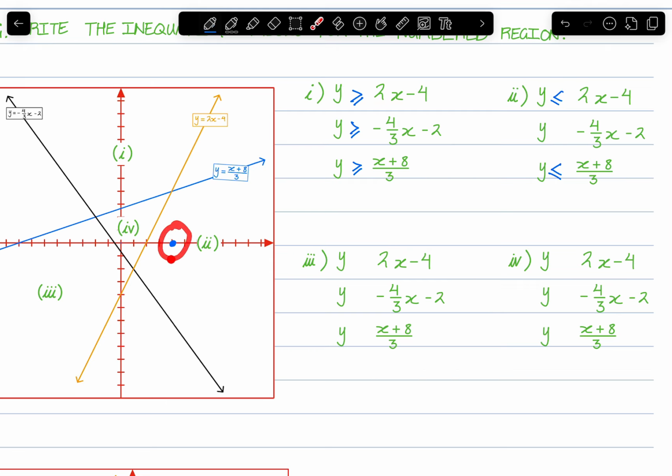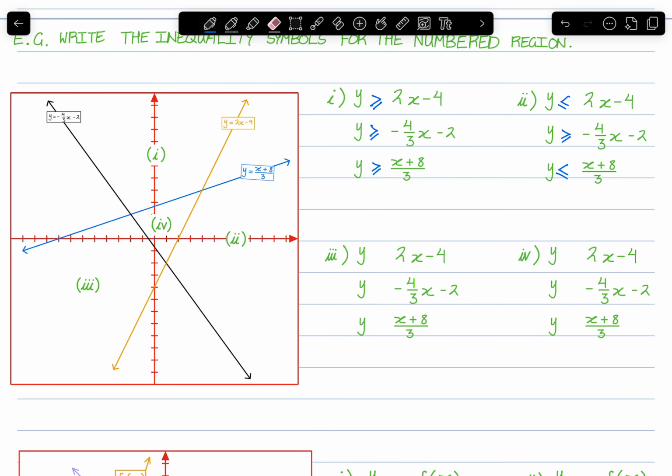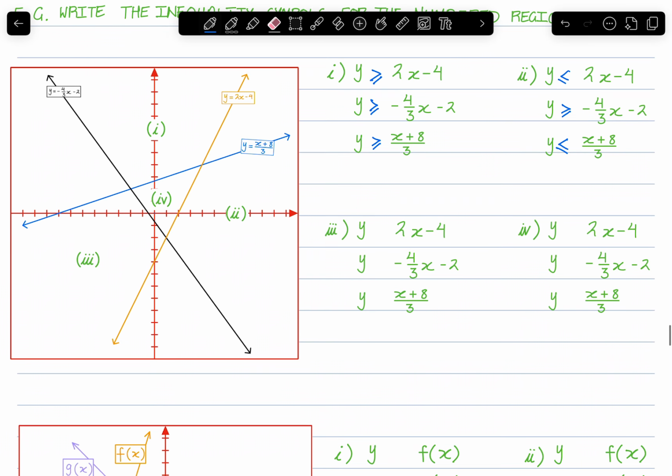You can probably see here, this point is above this last equation. Therefore, it should be above. I'm hoping you're seeing that we're getting our idea around how to assign these inequalities. So let's start going a bit faster here.